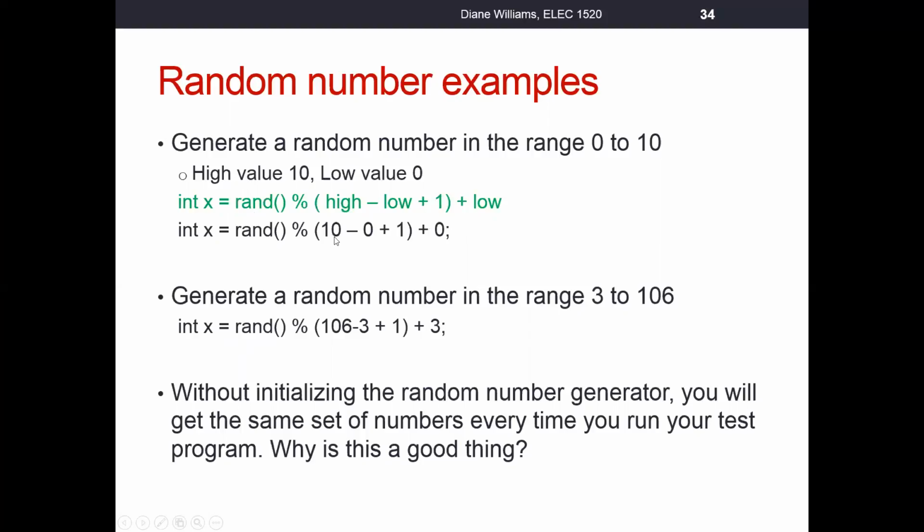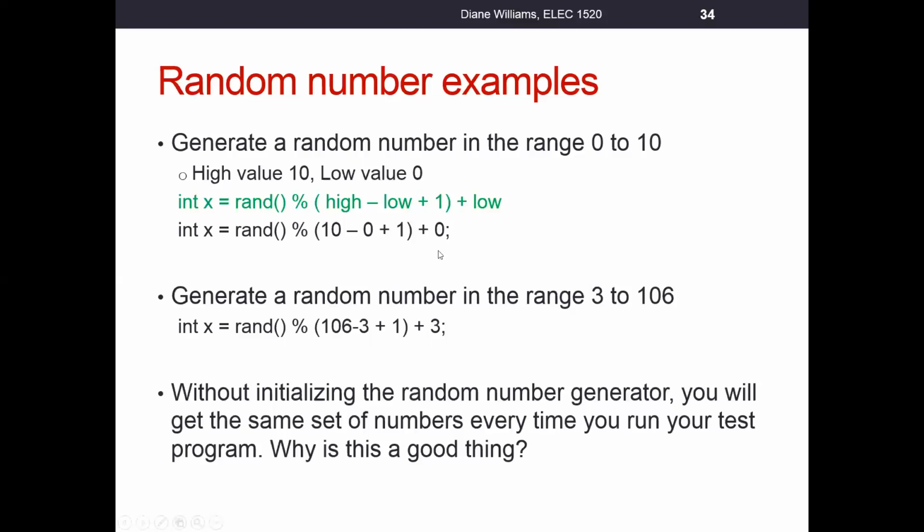So high was 10, low is 0. 10 minus 0 gives us 10, plus 1 gives us 11. If we mod any number by 11, we get a range of values anywhere from 0 to 10. The possible remainders when you mod any number by 11. So remember, the mod operation divides by 11, well in this case 11, and returns the remainder. So the possible remainders whenever you divide a number by 11 are the numbers 0, 1, 2, 3, 4, 5, 6, 7, 8, 9, and 10.